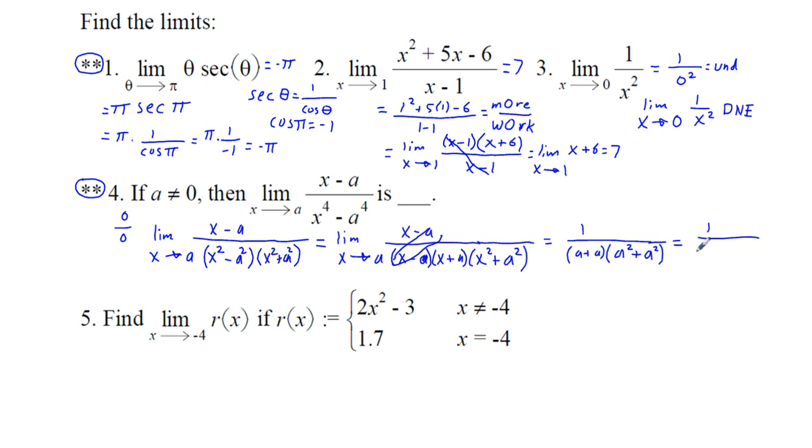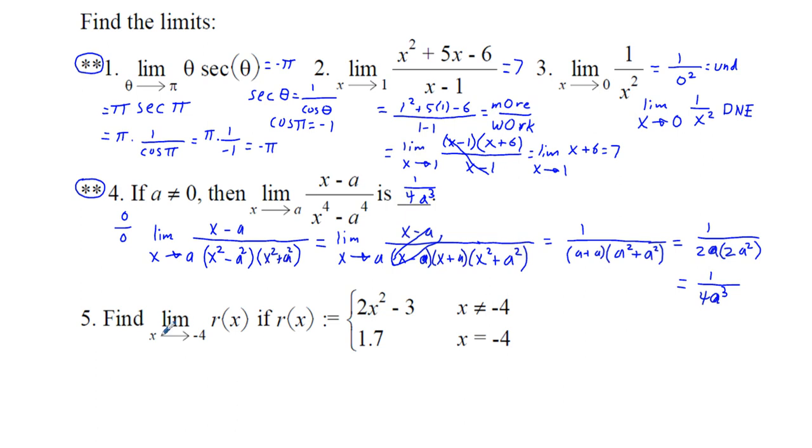And this a plus a is going to be 2a. And this a squared plus a squared is going to be 2a squared. And when we multiply all this together, we're going to get 1 over 4a cubed. And that's going to be our answer. So we'll say 1 over 4a cubed. Okay, so that's going to be number 4.